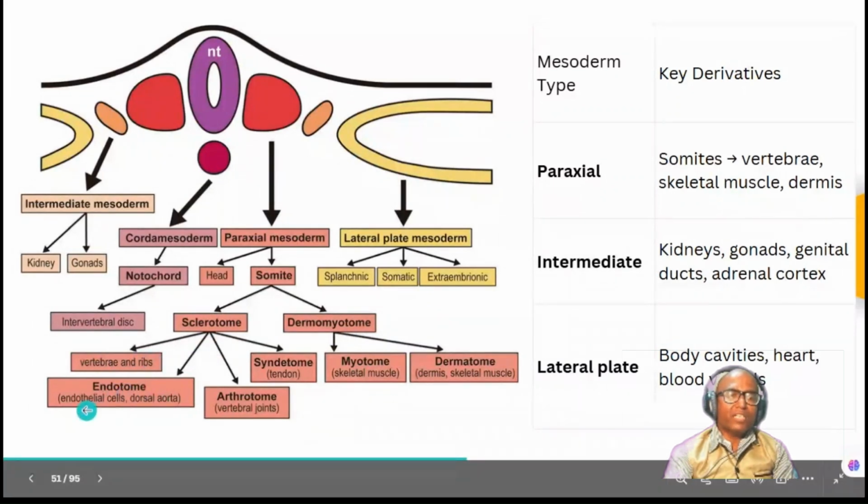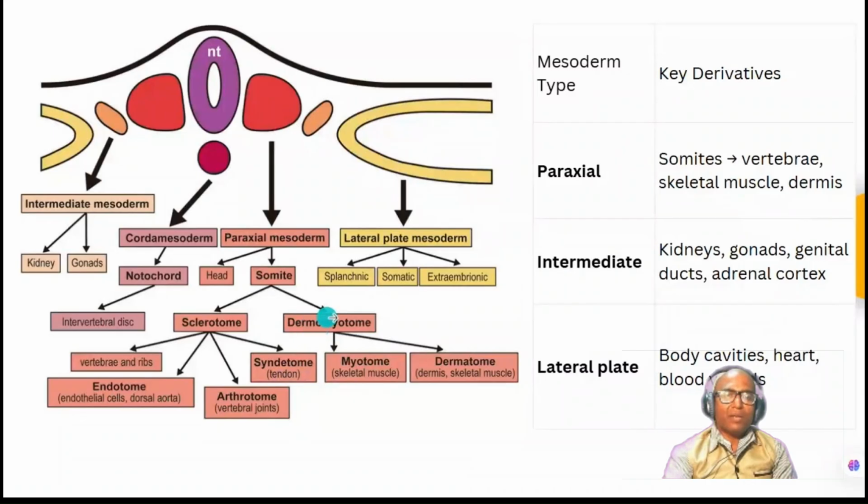Then the endothelial cells and the dorsal aorta. Arthrotome, that is the vertebral joints, and syndetome, that is the tendons. This dermomyotome will form the myotome, that is the skeletal muscle, and the dermatome, that is the dermis and the skeletal muscles. The lateral plate mesoderm will form the splanchnic mesoderm, somatic mesoderm, and the extraembryonic mesoderm. So these are the different parts which are getting formed from this mesoderm and the notochord.